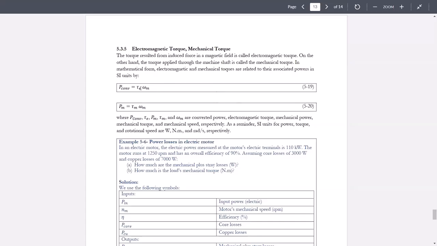So the power that results from the electromagnetic torque, we call the converter power, the power that has been converted through the magnetic field and the electromagnetic process. But the real power that reaches the shaft would be the mechanical power. The difference between these two is some losses, the mechanical losses. That difference makes the difference between the electromagnetic torque and the mechanical torque, as you can see. Omega m would be the same in both cases.